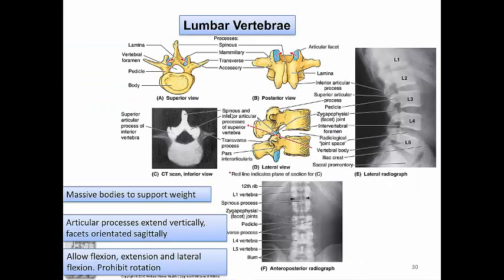Next, the lumbar vertebrae. We have 5 lumbar vertebrae, and their bodies are much more massive because they have to support the weight. The spinous processes are very short and stout. The articular processes are extending vertically, but the articular facets are orientated sagittally, so we allow flexion and extension and lateral flexion, but do not allow rotation in the lumbar region. The mammillary bodies are also specific to the lumbar vertebrae because these also provide attachment for some of the deep back muscles.